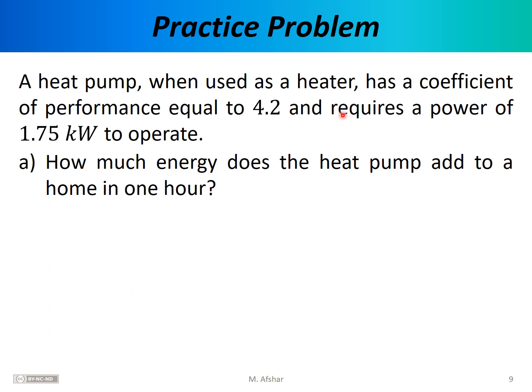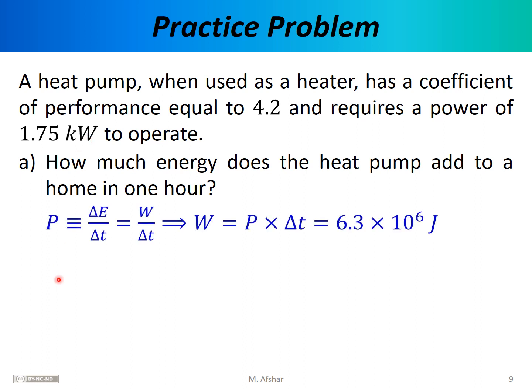We're told that the heat pump requires a power of 1.75 kilowatts to operate. Recall that watts is equal to joules per second, and a kilowatt is just 1,000 joules per second. So if this heater, for example, is plugged into an electric outlet, the electric outlet will have to provide 1.75 kilojoules of electric energy every second to operate this heat pump. That's the input work that is required per second.